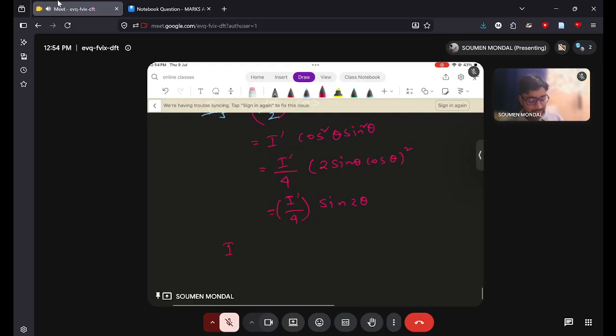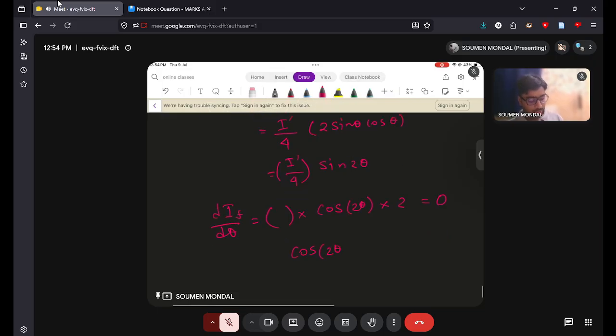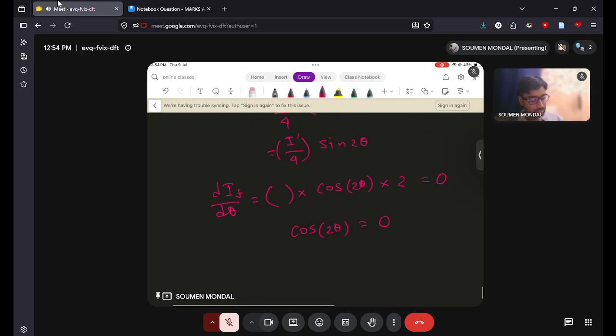Now if I take the derivative dI by d theta, don't consider the constant part. It will be cos 2 theta into basically 2, and everything else will be 0. So cos 2 theta equal to 0, which is equal to cos 90 degree, so 2 theta is 90 degree and theta is 45 degree. So far so good. So the intensity becomes maximum at 45 degree.